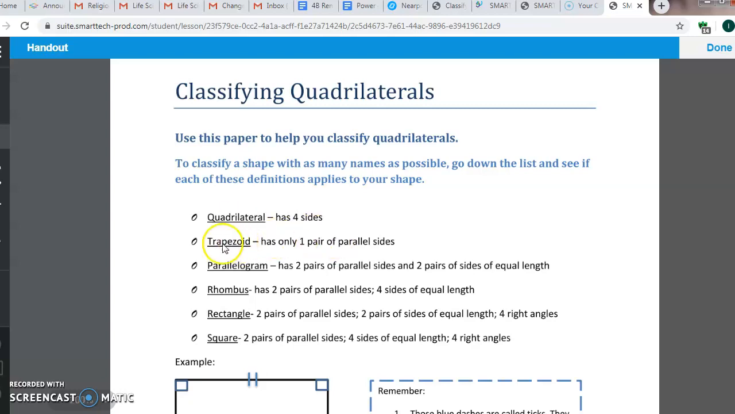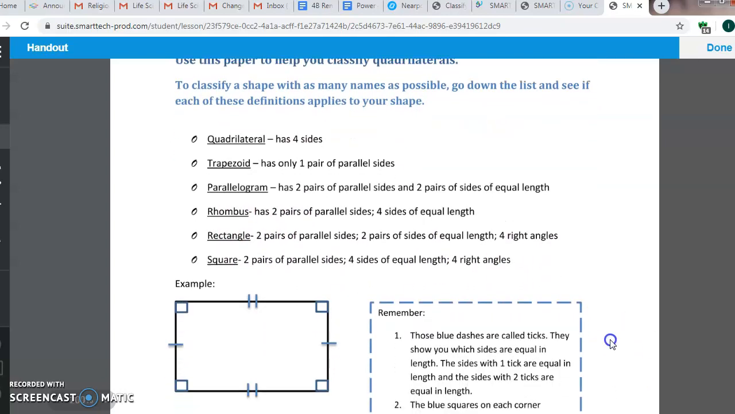Okay. A trapezoid has only one pair of parallel sides. A parallelogram has 2 pairs of parallel sides and 2 pairs of sides of equal length. And I'll let you read the other definitions on your own when you have time.